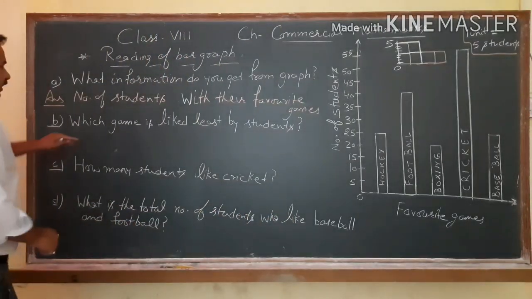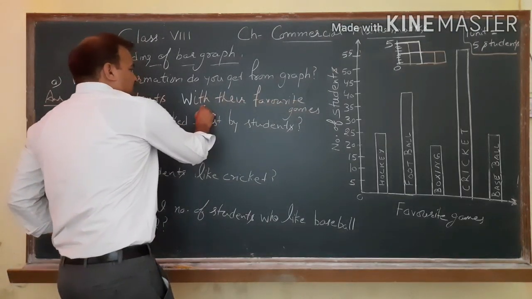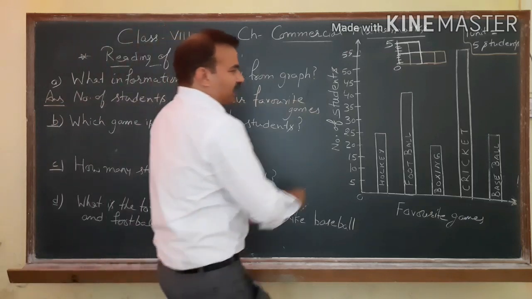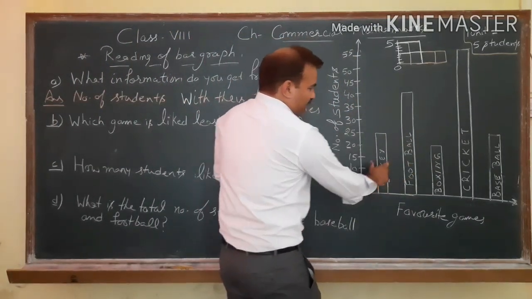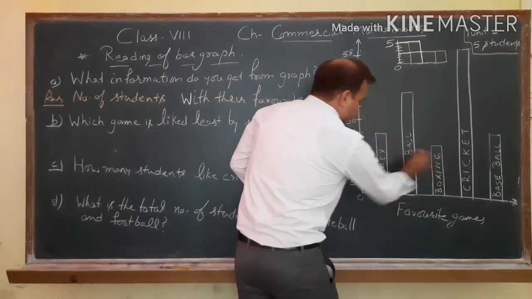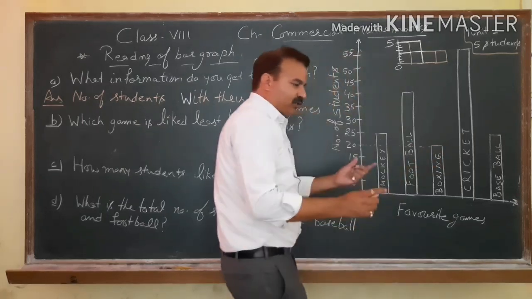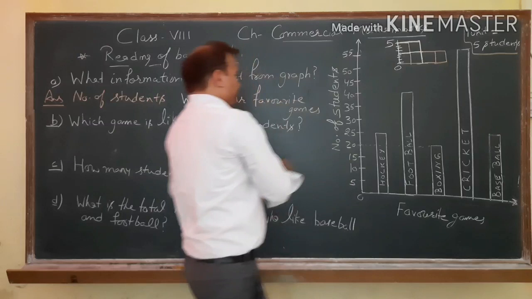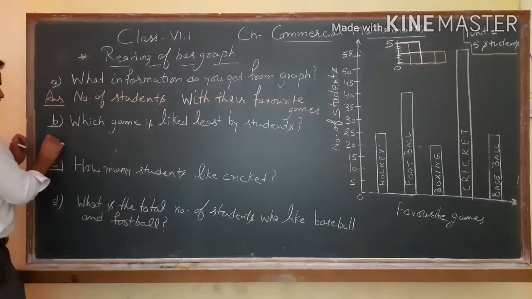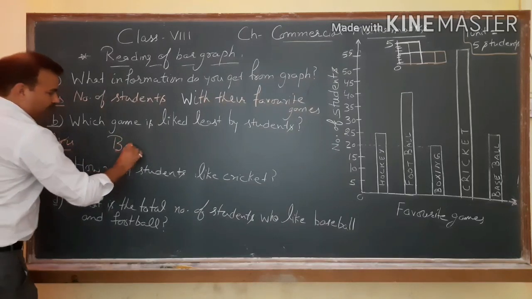Now second is, which game is the least, meaning the lesser one. Now we have to see least means the smallest bar. So the smallest is this one, boxing. If you draw, or you can use a scale and put a hair, we can see that this is on the 20. So which game is liked least? The answer is boxing.